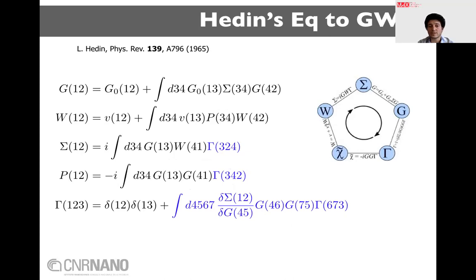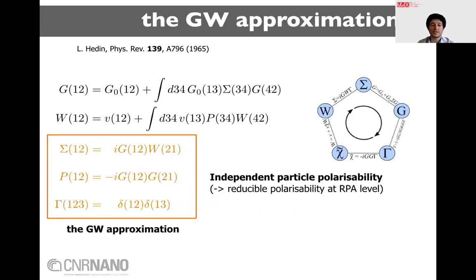And if we want to make these equations treatable, we need, as I mentioned, to add approximations. The easiest approximation is just to consider a point vertex, that is, to drop this blue highlighted extra term in the Dyson equation for gamma. That makes gamma point, and so we end up with the polarizability being the product of GG and the self-energy being the product of G times W.